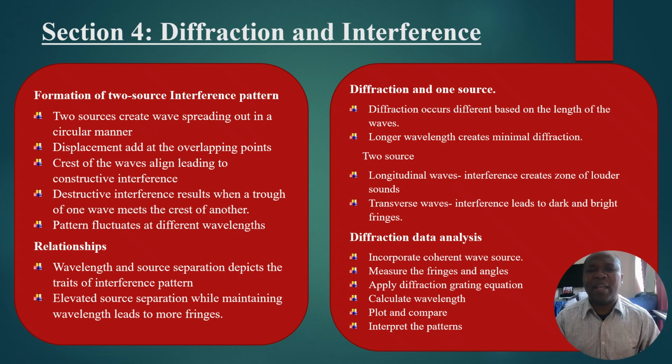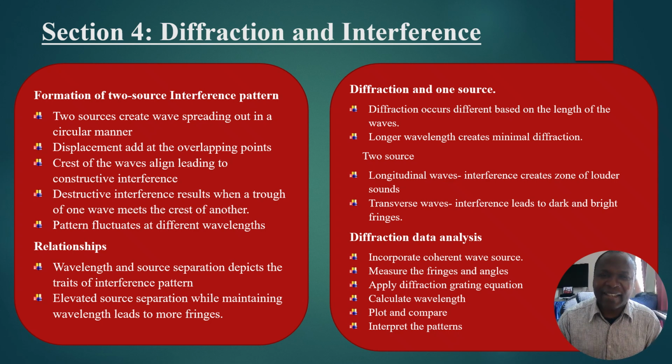Interference. Two-source interference requires two coherent sources of waves that can overlap, leading to patterns where constructive interference creates bright areas and destructive interference results in dark areas. Young's double slit experiment demonstrates interference with light passing through two narrow slits, creating an alternating bright and dark pattern.